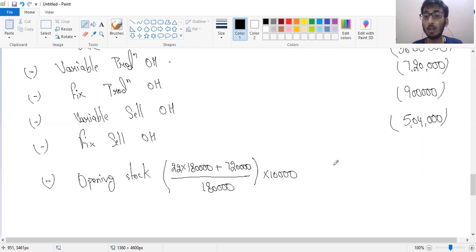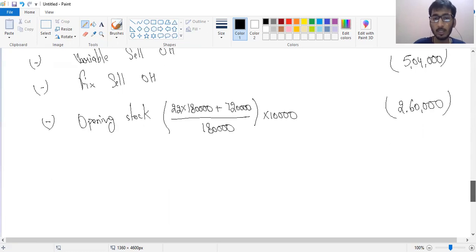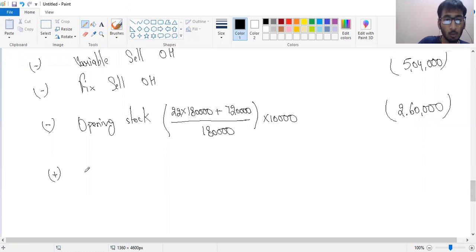So if 7 lakh 20,000 is for 1 lakh 80,000, then the budgeted cost should be 4 rupees. Okay, the budgeted fixed cost, it should be 4 rupees. The budgeted variable cost, we already know it is 22. So it should be 26. And for 10,000, it should be 2,60,000. Easy. Okay, now calculate it. It would be same. Okay, now closing stock.